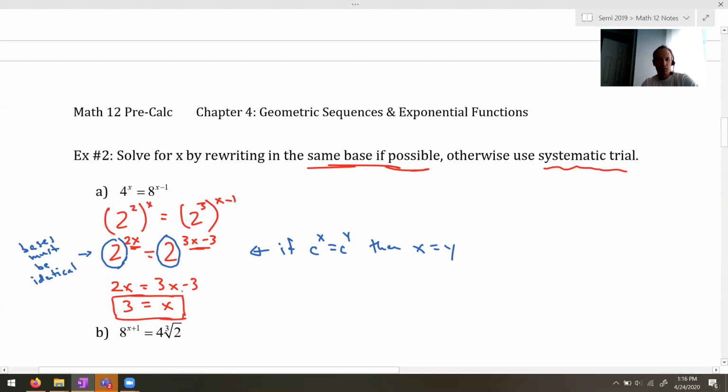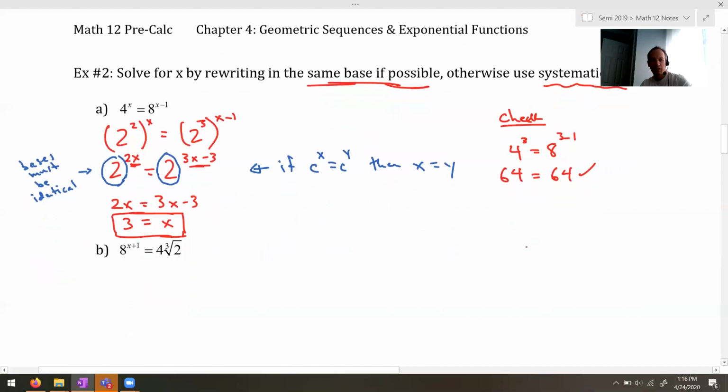If we want to verify this, we can check our work here, and we can say, is it true that 4 to the power of 3 is equal to 8 to the power of 3 minus 1? Well, what's 4 cubed? 64. And then this is 8 to the power of 2, which is 64. Check. So good. Okay, next one.